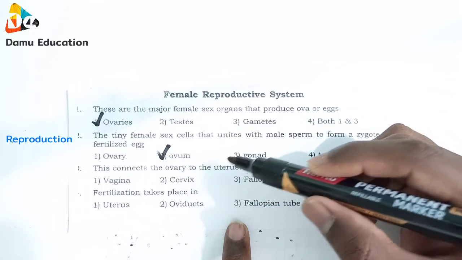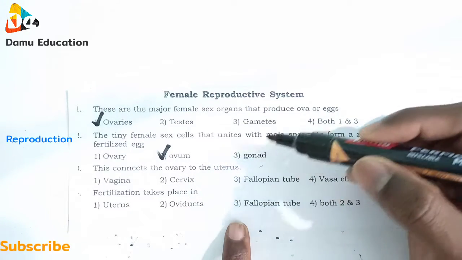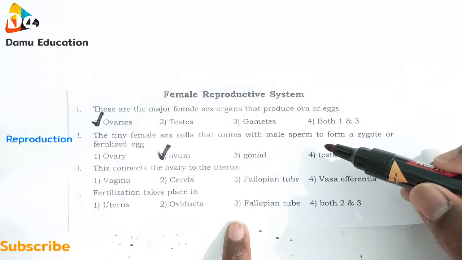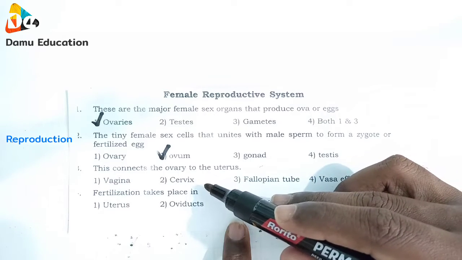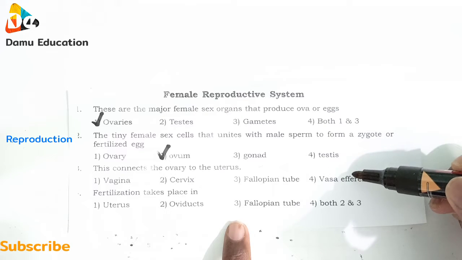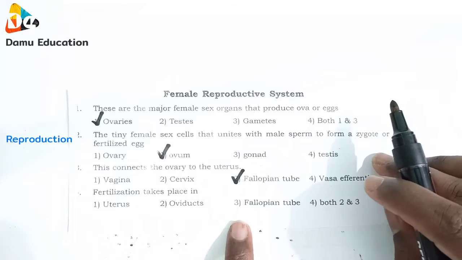Next, third one: this connects the ovary to the uterus. Which structure connects the ovary to the uterus? We know it is a tube-like structure in between. First one vagina, second cervix, third fallopian tube, and vasa efferentia. So the third one, fallopian tube, is the answer.